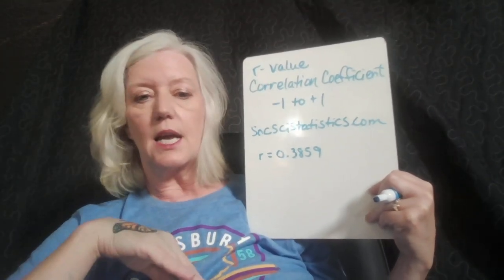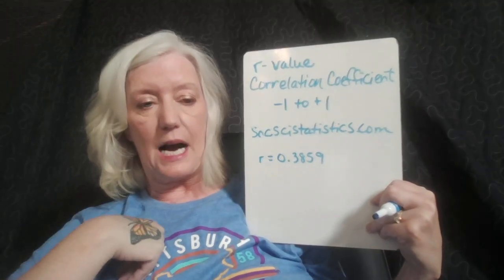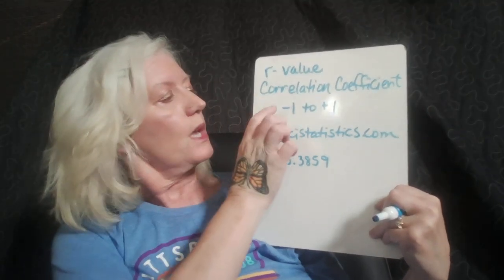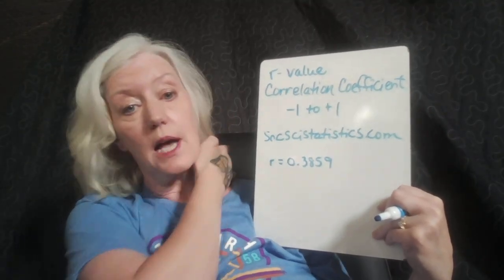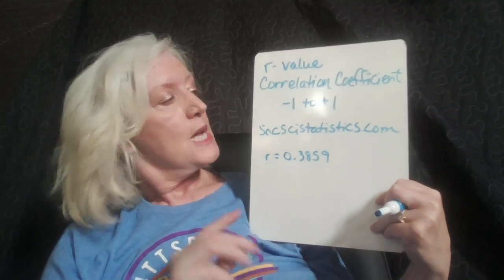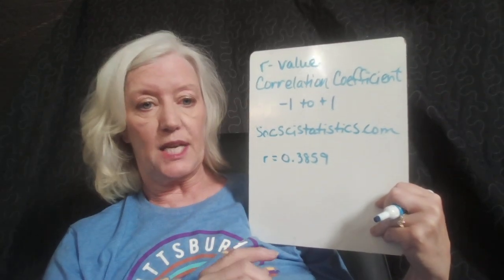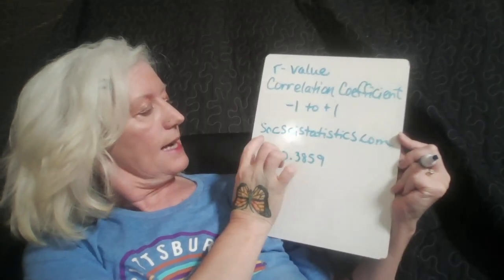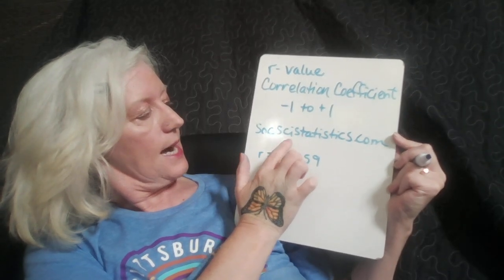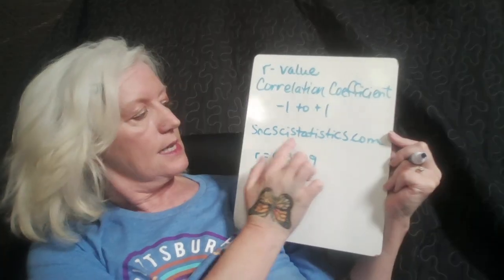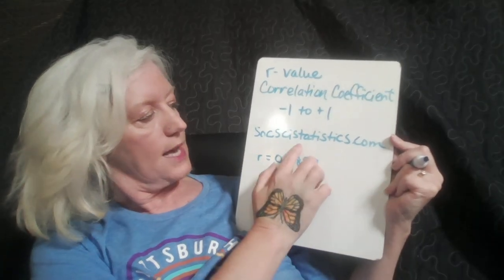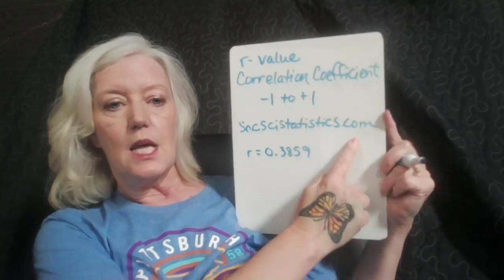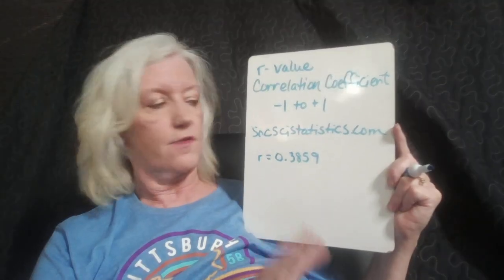Since our line is going uphill, we're going to have a positive correlation. It's not the slope of the line. Our slope was 1. It's a number that you're going to have to put into this website to calculate. It's SOSSCI, like social science, statistics.com. Then you plug in, it's very self-explanatory.